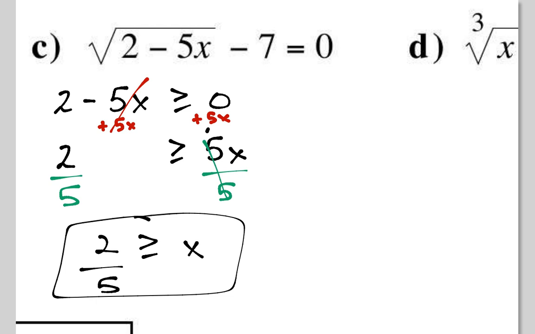Show you the other way. 2 take away 5x is greater than or equal to 0. Negative 5x is greater than or equal to negative 2, because I send the 2 to the other side. Divide by negative 5. Divide by negative 5. Those cancel. You get x is less than or equal to 2/5. Those negatives cancel, and then the sign has to flip. It's the same.